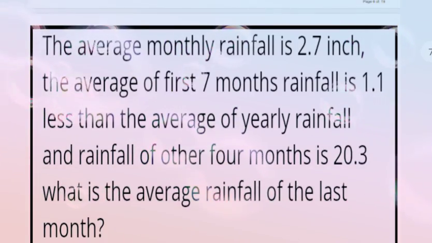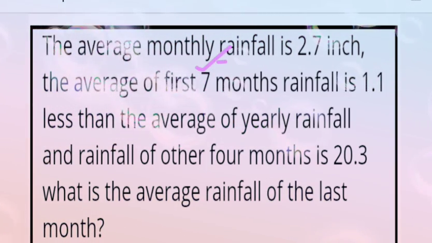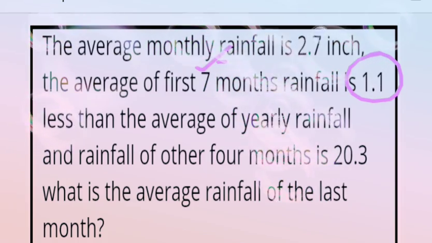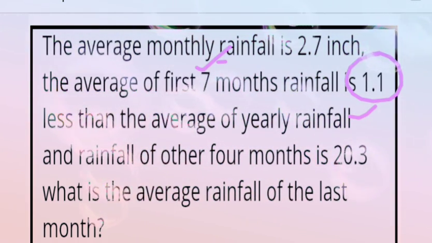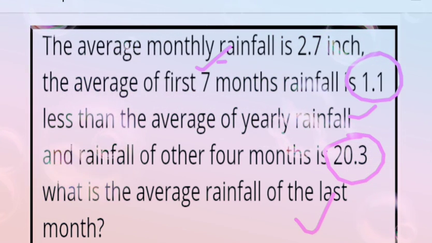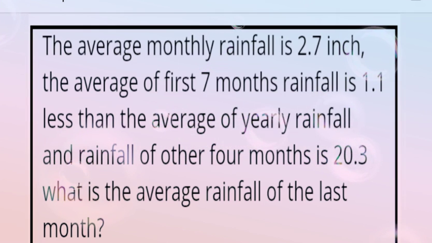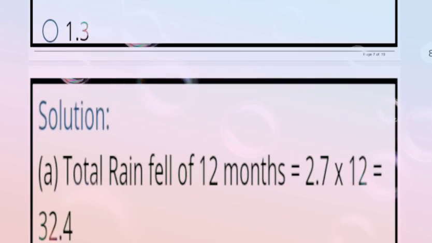The average monthly rainfall is 2.7 inches. The average of the first 7 months is 1.1 less than the average yearly rainfall, and the rainfall of the other 4 months is 20.3. What is the rainfall of the last month? And here 4 options are given, and the correct option is option A, 0.9.